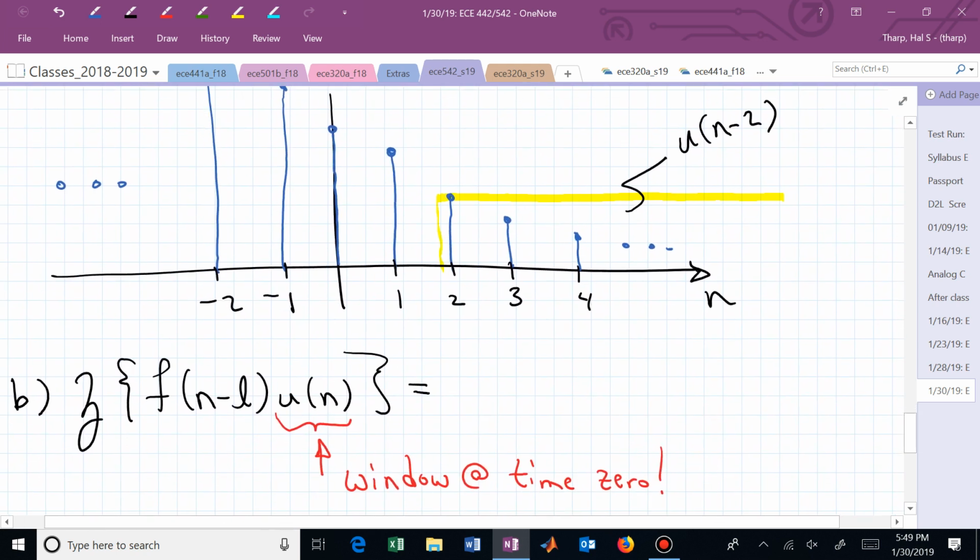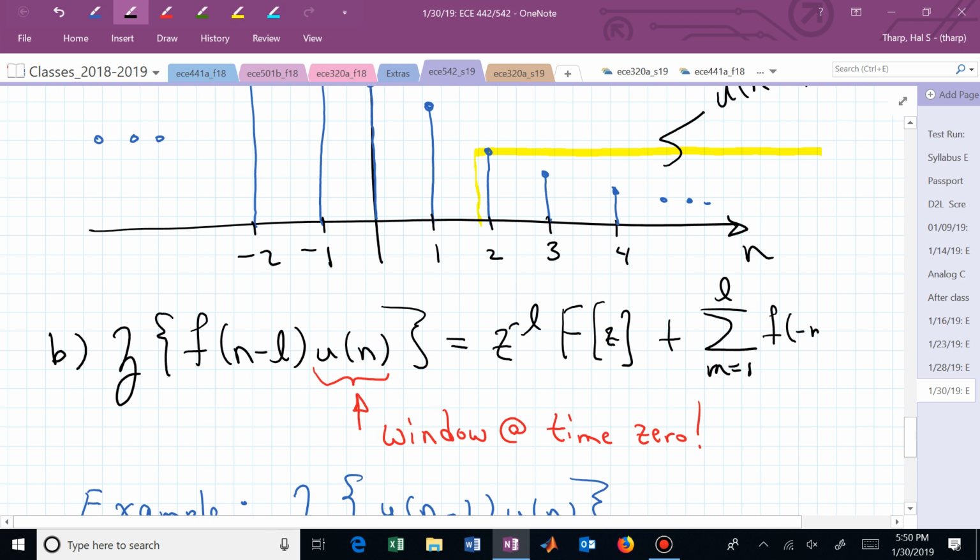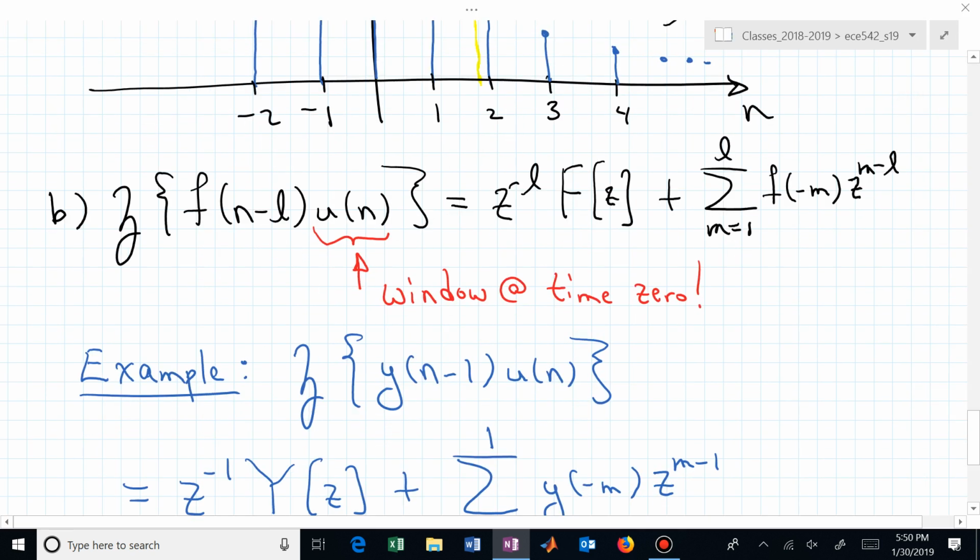In this case, we have the one you would think would be there, z to the minus L F of z, but this is like taking the derivative in the time domain. For a Laplace transform, we have to worry about initial conditions. We kind of have to do the same here, and those initial conditions can be accounted for by this summation from m equal 1 up to L, where L is the amount of delay, f of minus m times z to the m minus L power. And here is an example of that.